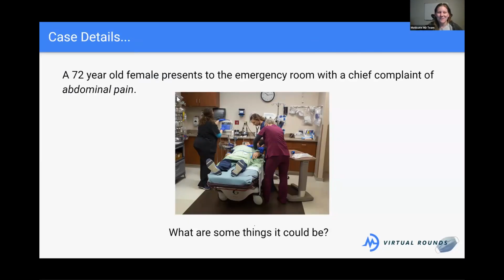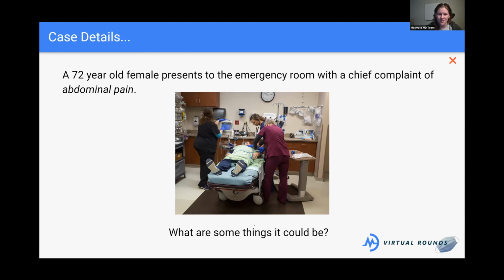There's a 72-year-old female presenting to the emergency room with a chief complaint of abdominal pain. So just off the bat, no wrong answers here. What are some things that could cause abdominal pain? You can put them in the chat or you can unmute yourself, whatever is easier. Appendix, great. Gallbladder, perfect. MI, yeah. Gas pain, SBO, food poisoning, yep.